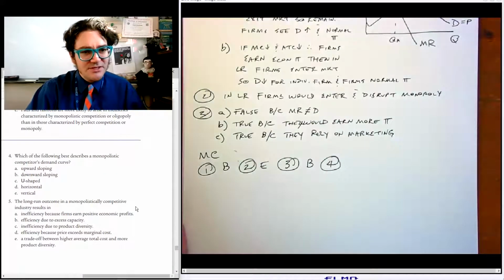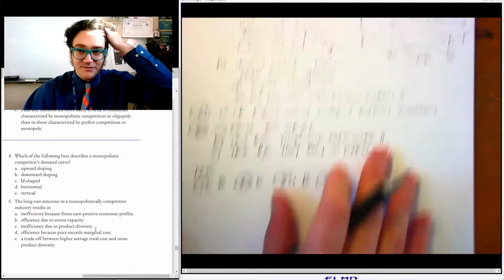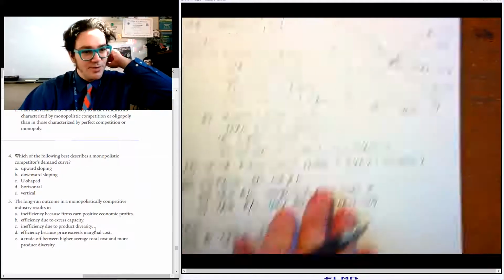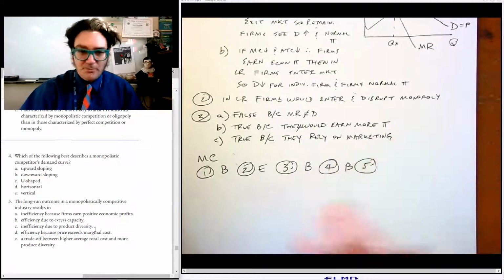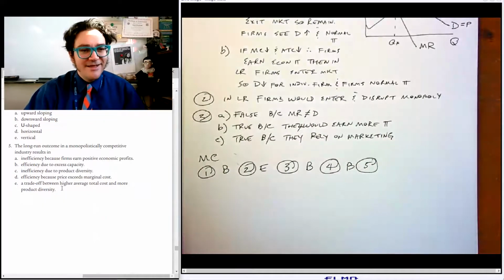Now which of the following describes a monopolistic competitor's demand curve? Downward sloping. B. All right, we're on a roll. We're like butter. Haha. The long run. It's bad when you laugh at your own jokes.